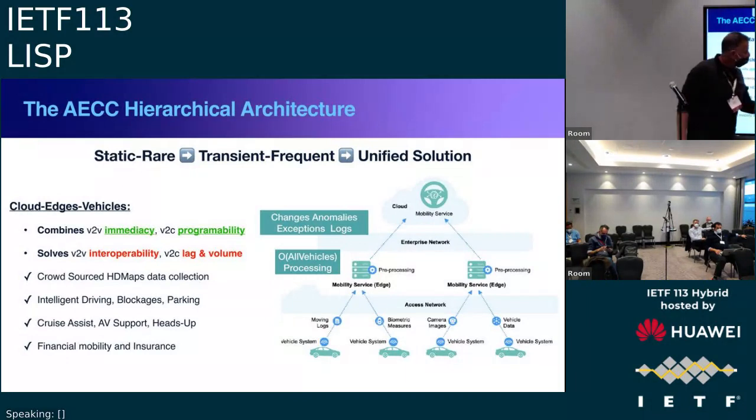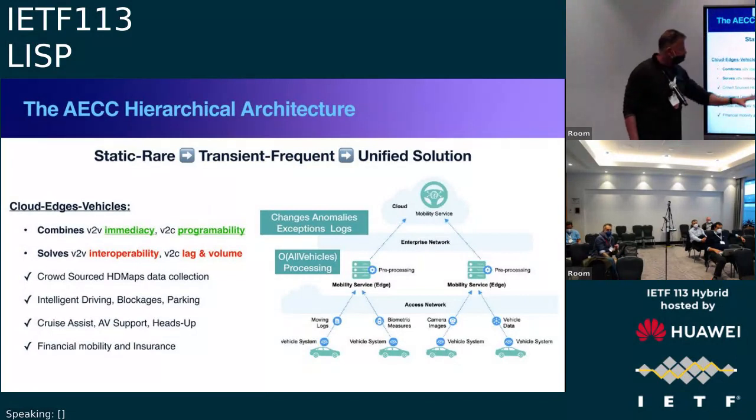So we are able to unify with the consortium work the immediacy and programmability: the immediacy of V2V, the programmability of vehicle to cloud, but eliminate the interoperability impossibility of V2V. Every car gets multiple points of view for the same things from beyond line of sight, which is a big problem, and the lag of vehicle to cloud, using one architecture.